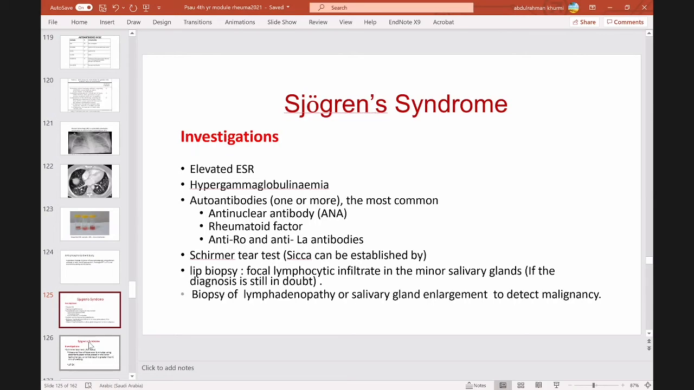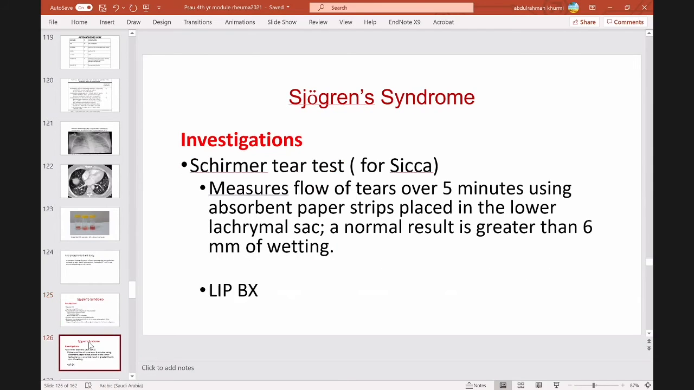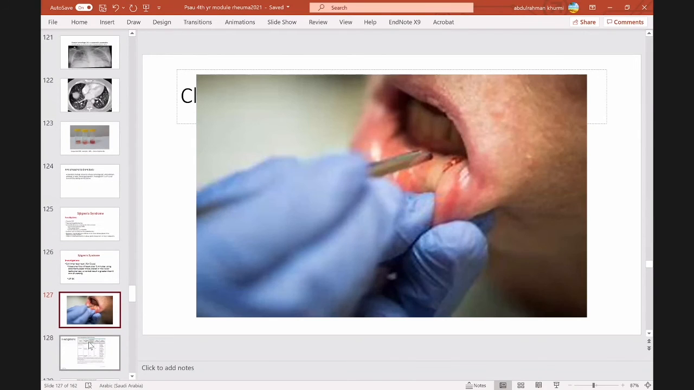Schirmer test, which is a checkup to see if the patient has low tears, not producing enough tears to lubricate the eye, or not producing enough saliva to lubricate the mouth. They do lip biopsy and find focal lymphocytic infiltration of the salivary glands. Schirmer test measures the flow of tears over 5 minutes using paper strips placed on the lower lacrimal sac. Or lip biopsy. This is the lip biopsy.